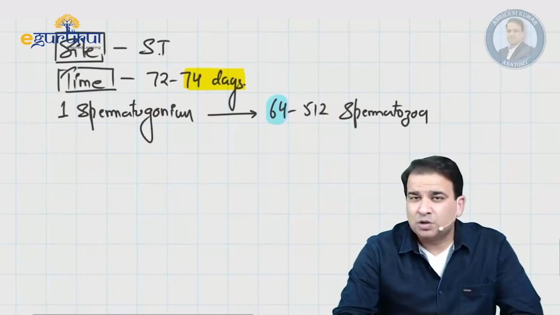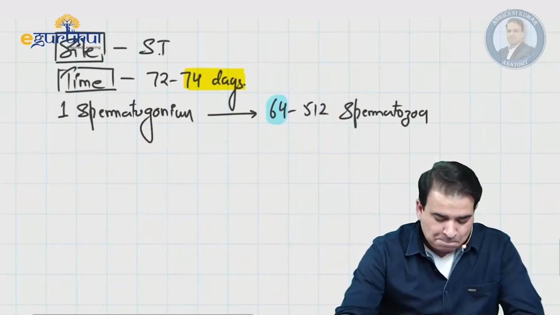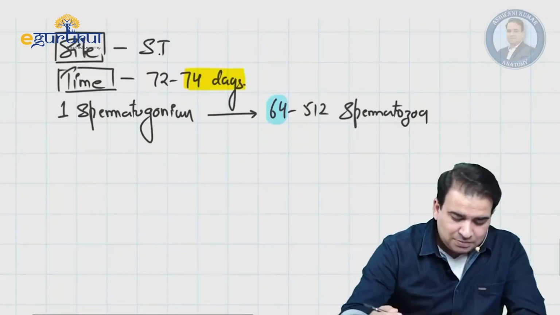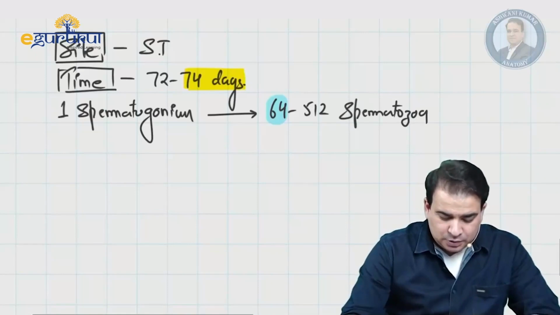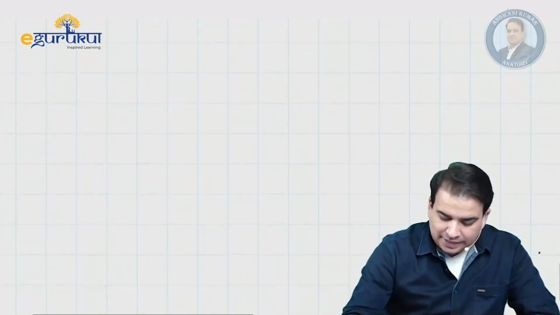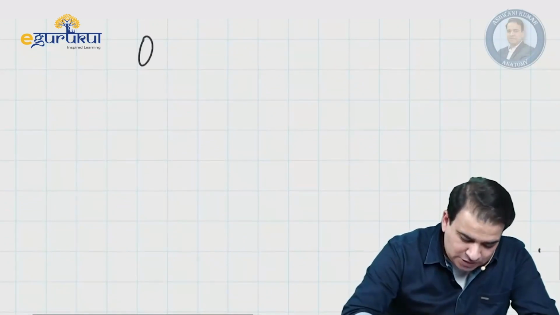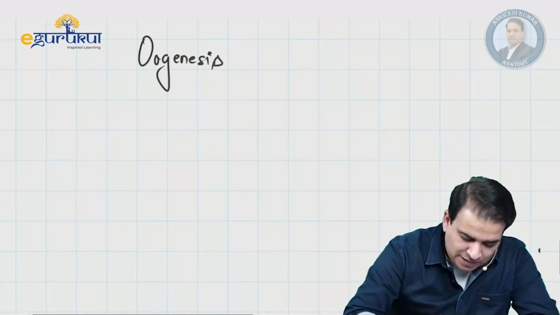So this is about the process of spermatogenesis, and some direct questions which can be asked from it. So moving on, now let's talk about the second process, that is the process of oogenesis. And you can definitely expect more questions from oogenesis.